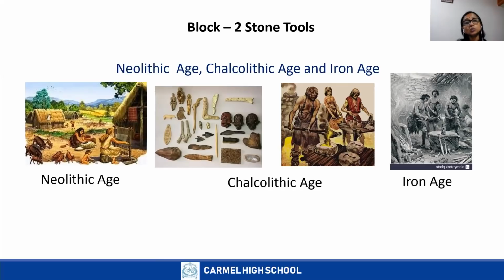In the Old Stone Age, hunting and gathering was the primary way of collecting food. But in the New Stone Age, hunting was not the primary way of collecting food. They started agriculture, growing crops, and domesticating animals also. Now, some new kinds of stone tools were introduced in this period.